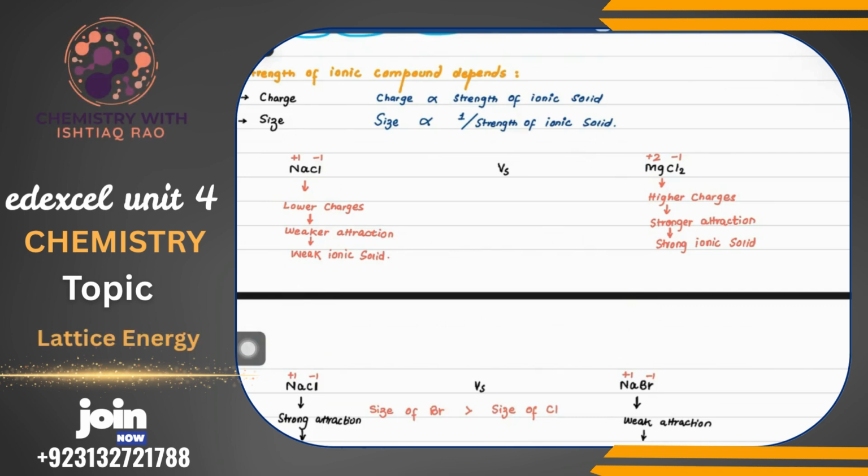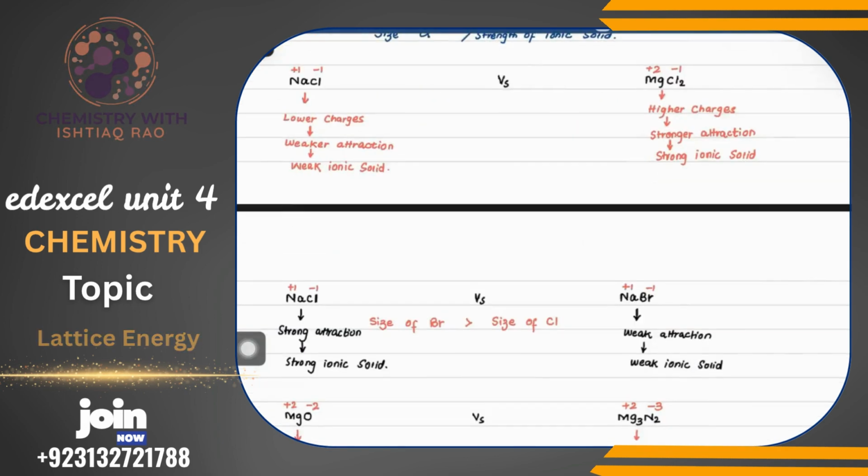And sometimes you will see that the charges are the same. When the charges are the same, then you have to look at the size. Okay, when the charges are the same, then you have to go for the size. Let's say in this case, you can see the charges are the same, +1, +1, -1, -1. Since the charges are the same, then we have to go for the size.